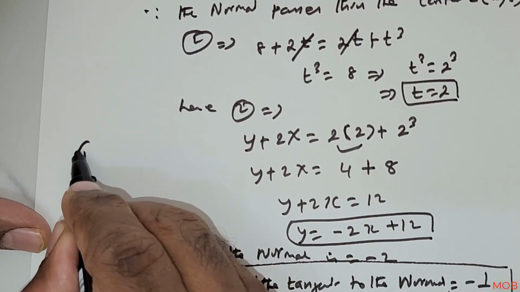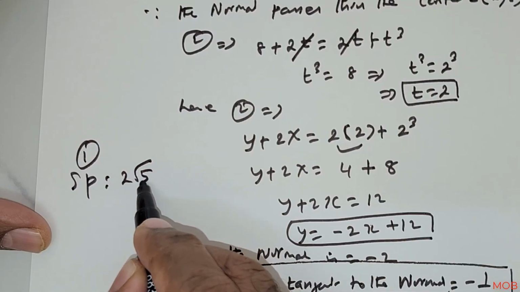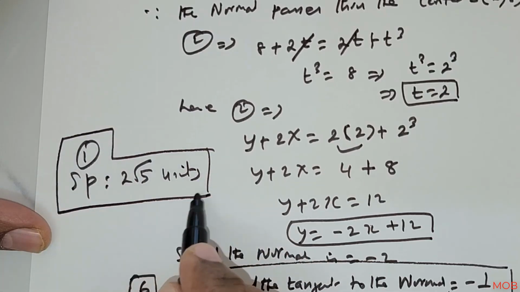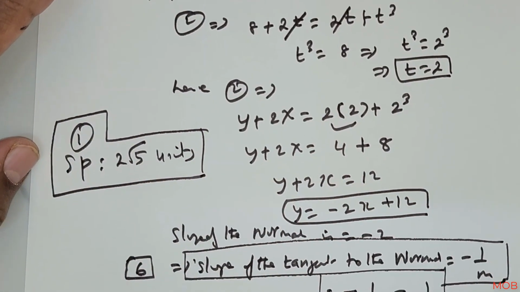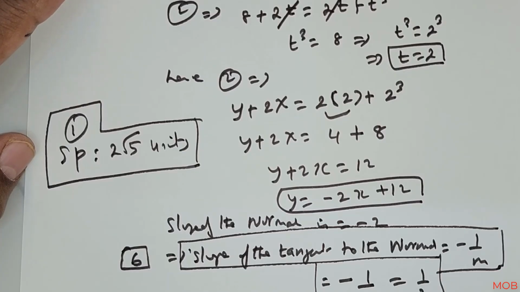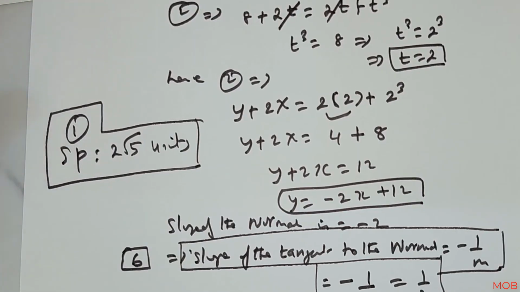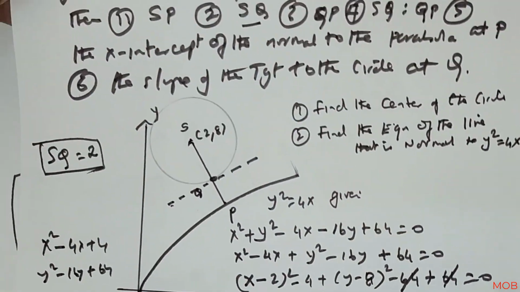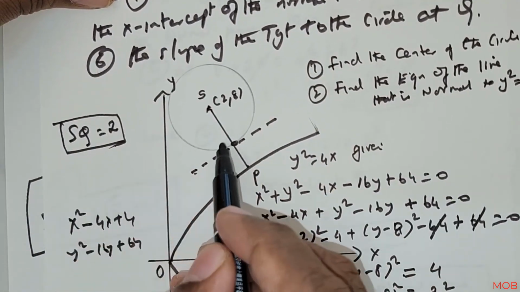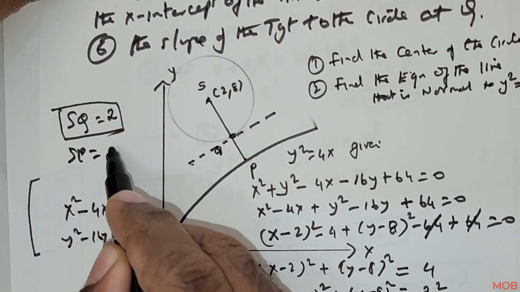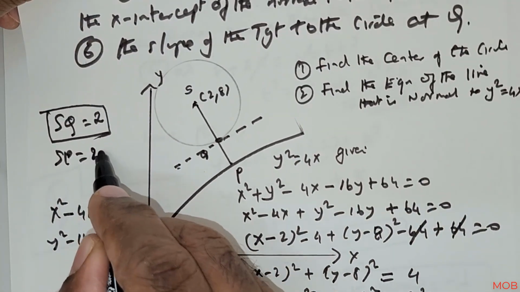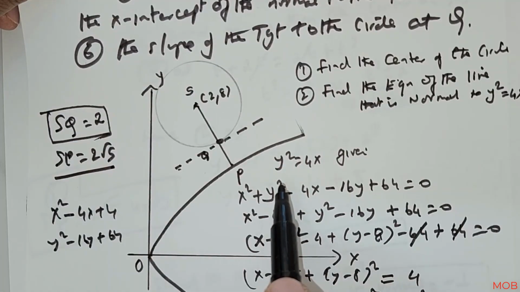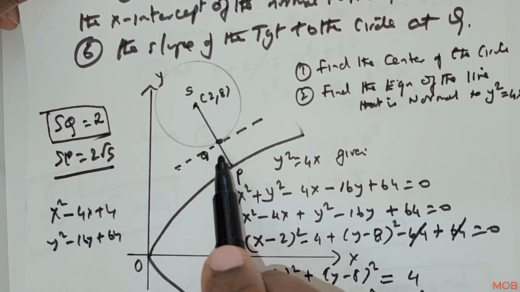So SP, which is our first question, is now 2 times root 5 units. So after getting this, let me go back to the figure. We have got SQ, we have got SP, which is 2 times root 5. Now we will have to get QP.